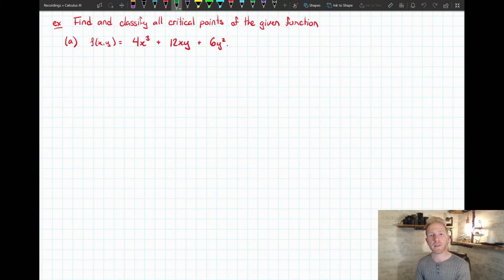Let's start off by trying to find and classify all of the critical points of a fairly basic polynomial in x and y. Now, this is a polynomial where you can determine the degree by looking at each term. The first term has a degree of 3, it's got an x cubed. The second term has a degree of 2 because it's x to the 1, y to the 1. And then our third term is also degree 2 because we have a y squared. That makes this overall polynomial a cubic polynomial in x and y.